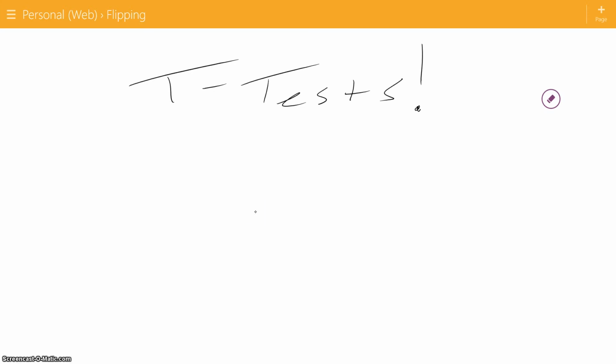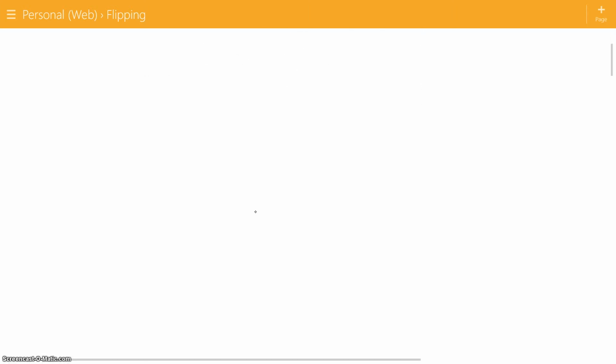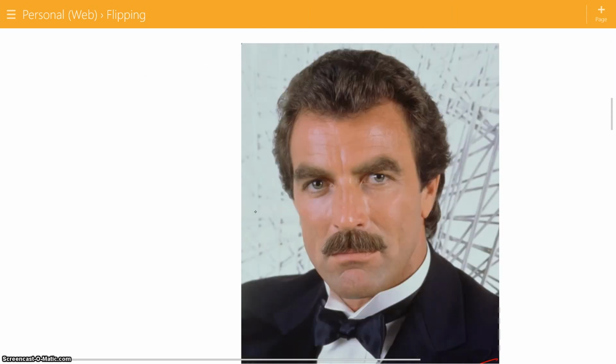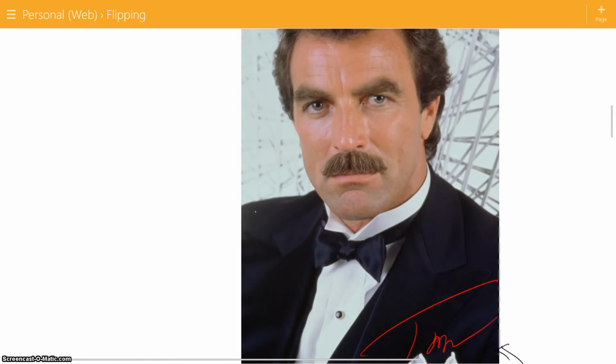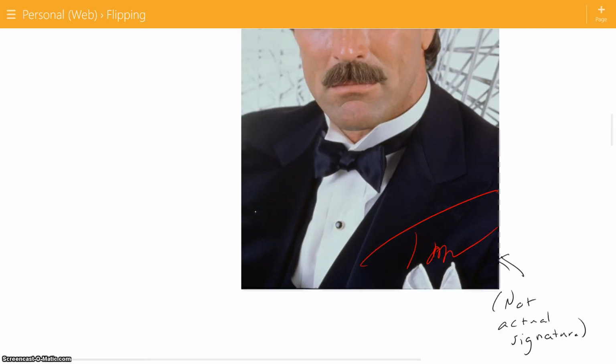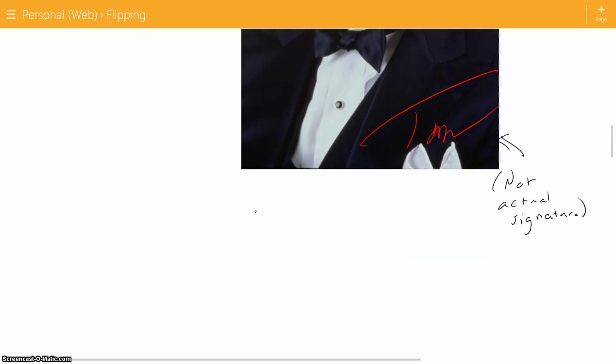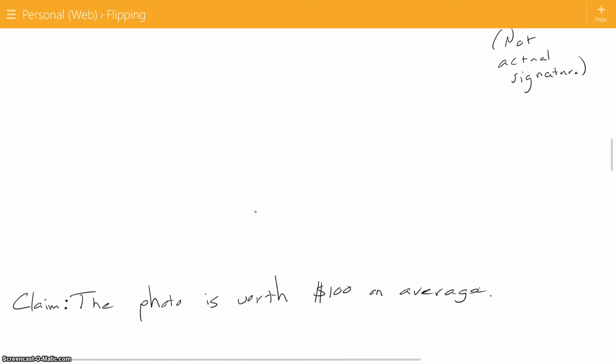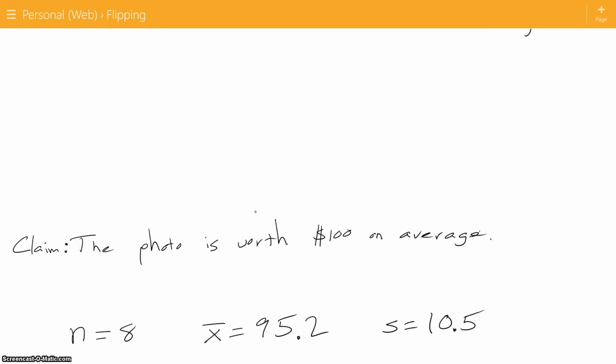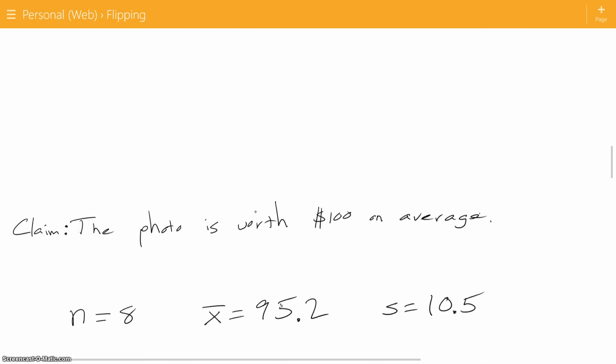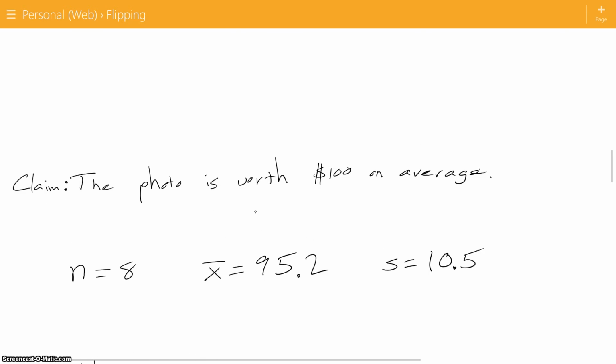So imagine, if you will, for a moment, that your friend is willing to sell you this autographed picture of movie star Tom Selleck. And it looks really cool, and it is quite awesome, but you're wondering, is it really worth $100? Is it worth that money from you? So let's see if the claim is valid. We've got a claim that the photo is worth $100 on average.